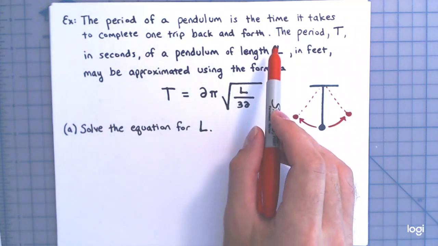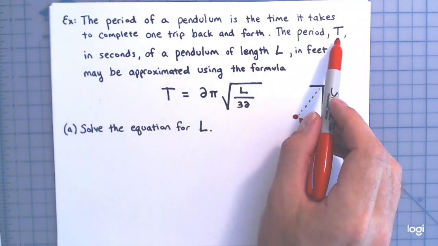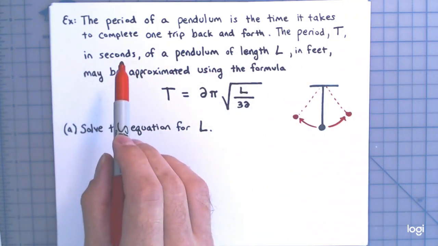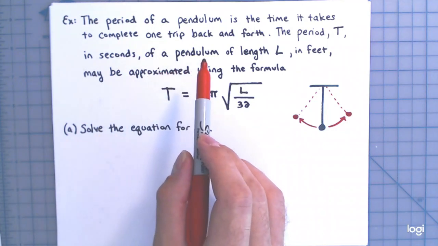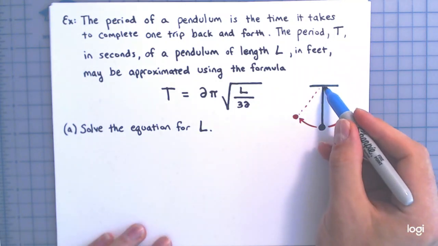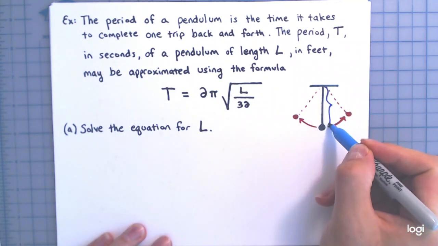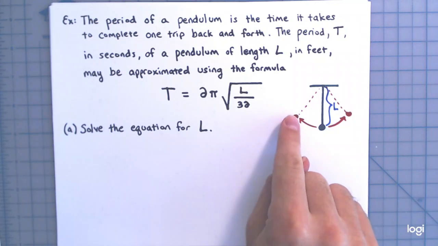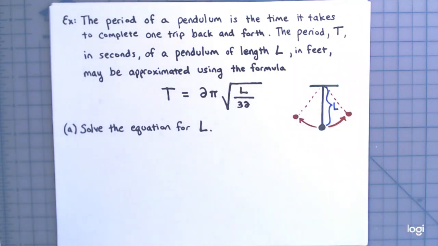So the period, which will be represented by a variable capital T, in seconds, time in seconds, is the period of a pendulum of length L in feet, right? So in my picture here, this distance here, the length of the pendulum, will be called capital L for length. And then capital T is, again, just the time it takes to go forth and back once.